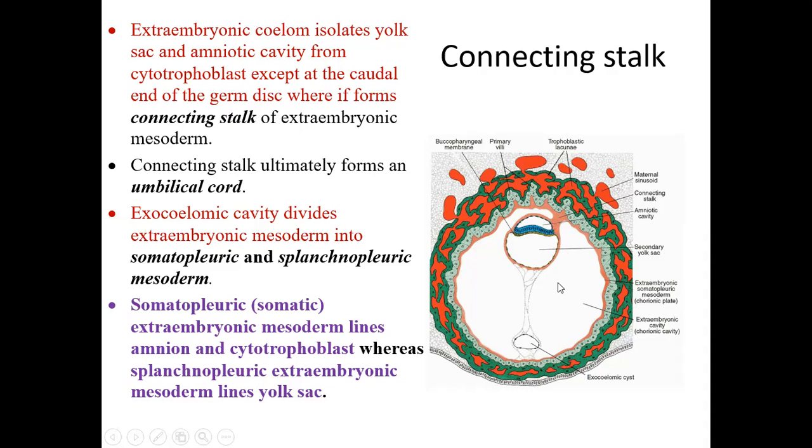Now, the exocoelomic cavity divides the extraembryonic mesoderm into the splanchnopleuric mesoderm, which is facing towards the secondary yolk sac, and the somatopleuric mesoderm, which is facing towards the cytotrophoblast cells. Now, when this exocoelomic cavity or chorionic cavity appears, it will automatically squeeze the primary yolk sac, which will be called the secondary yolk sac. So we have two mesoderms, the somatopleuric mesoderm outside and the splanchnopleuric mesoderm, which is towards the secondary yolk sac.